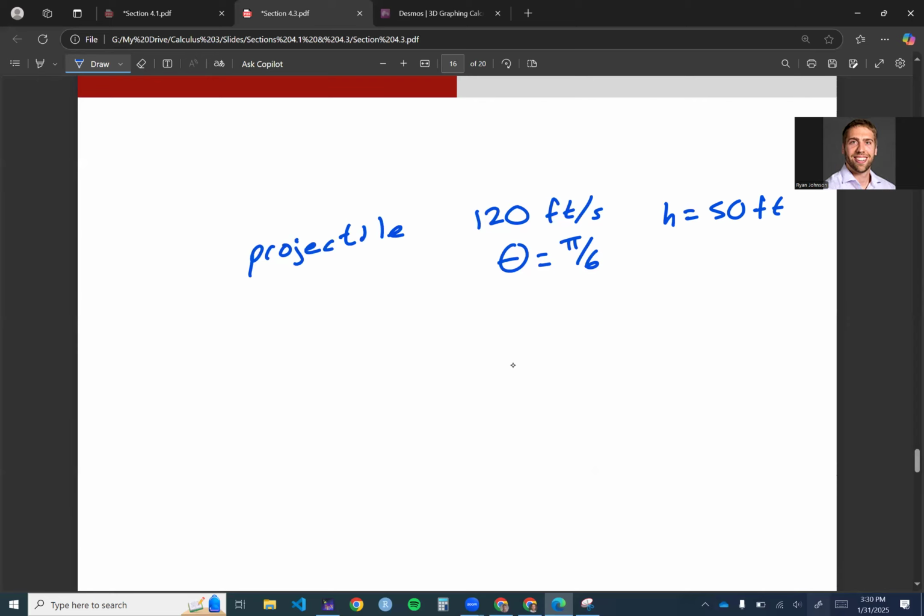By the way, I know you guys are taking physics at the same time, and you have a physics formula for finding how far it goes and stuff like that. That only works if you're hitting it from the ground. The formula you got from physics only works when you hit it from the ground, so take that into consideration if I'm hitting a projectile from a height.